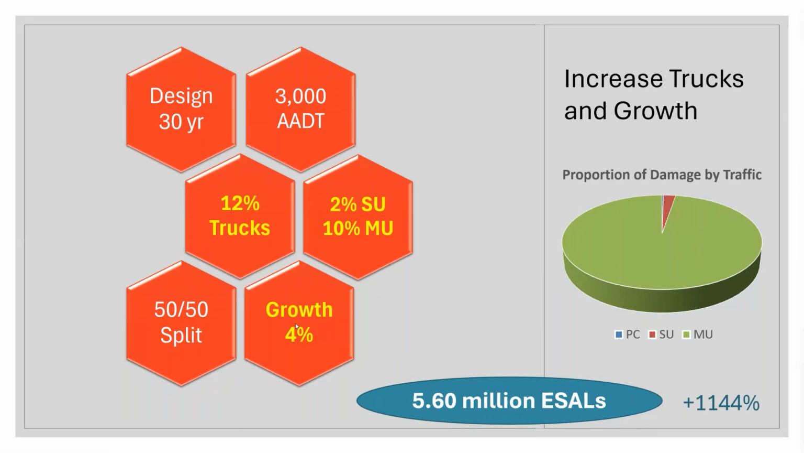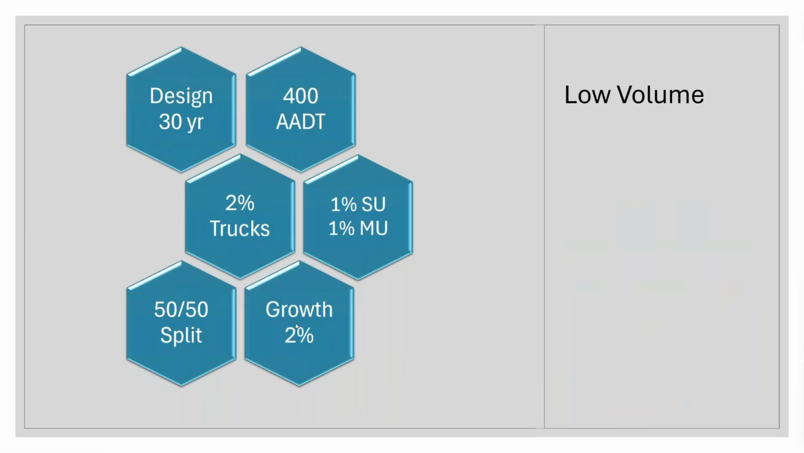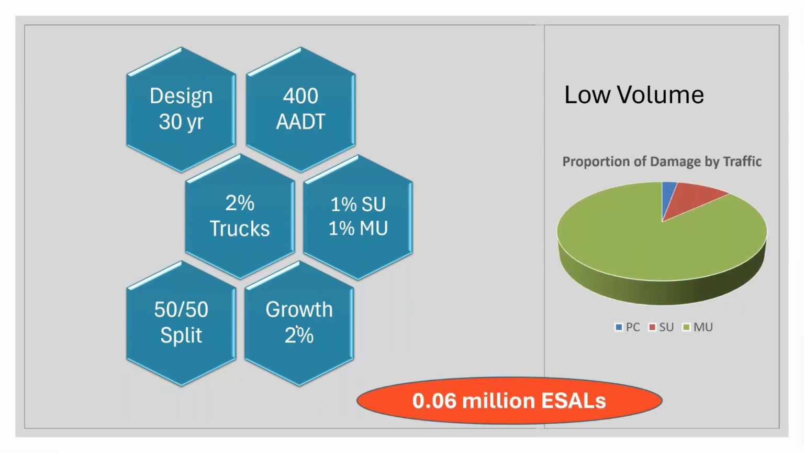Okay, well, maybe you're looking at it thinking, you know, we don't have that much traffic. We've got a lot of really low volume roads. So let's say we have a 400 average daily traffic. So pretty low. Let's go ahead and keep our 30-year design life with 2% trucks, 1% single unit, 1% multi-unit, 50-50 split, and a 2% growth rate. That's going to come out at like 0.06 million ESALs. That's kind of not even on the scale of a lot of our design methods. So very, very small, but it doesn't mean that pavement design is not important.